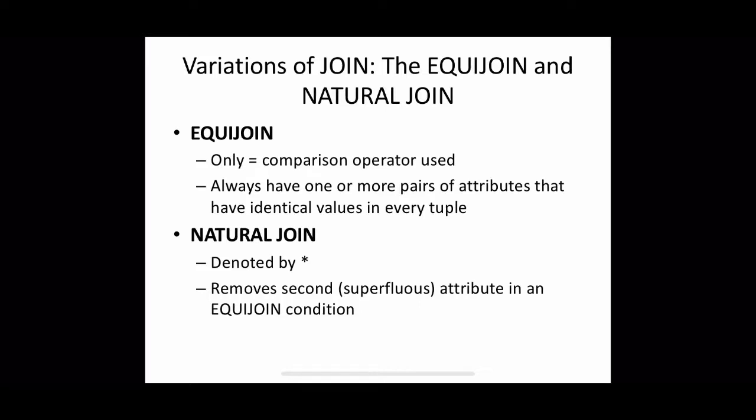The previous was an example for an equijoin, right? Because we are combining two different relations, department and employee, with the condition that manager SSN in department is equal to SSN in employee, right? So this is an equality condition, so equijoin. We can notice one thing: in equijoin, we always have one or more pairs of attributes that have identical values in every tuple.